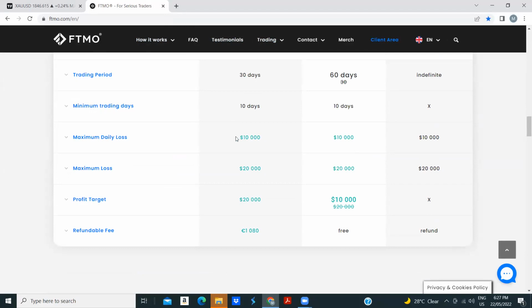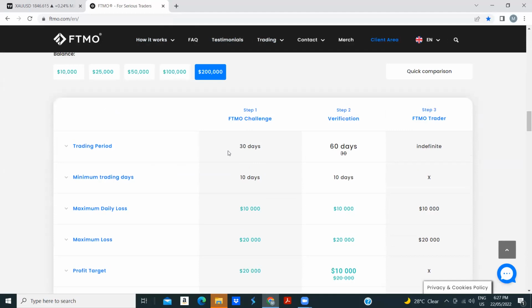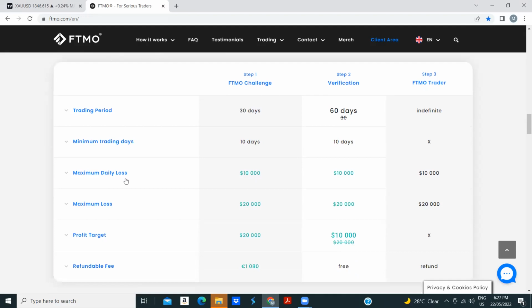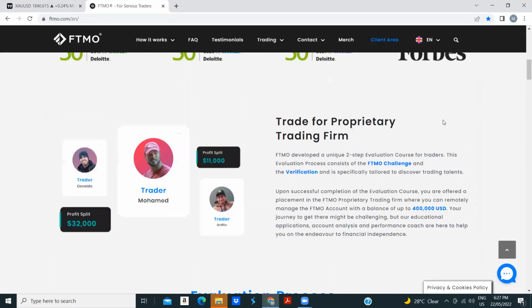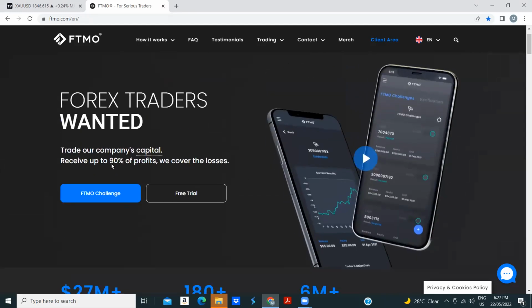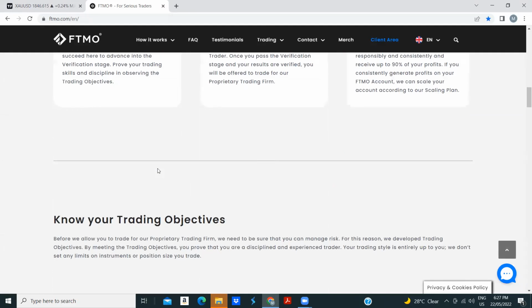Minimum days means you can complete your phase 1 in 10 days, but the maximum days provided are 30 days. The minimum trading days for step 2 is 10 days, and the maximum is 60 days. If you become an FTMO funded trader after passing these 2 challenges, you will be awarded a 200K account to trade. And how much profit will they pay you? They pay you up to 90% of your profits. 80 to 90% is yours.